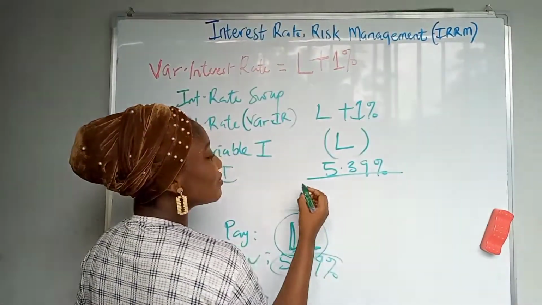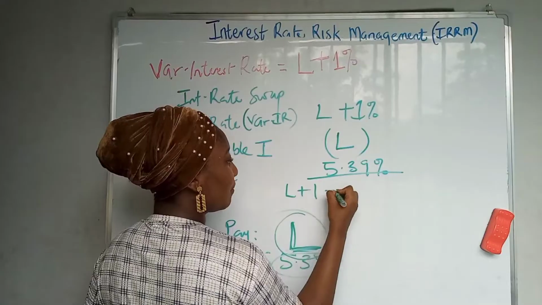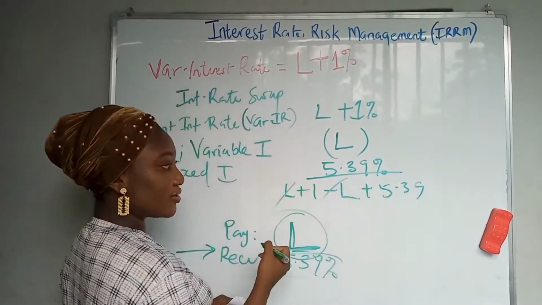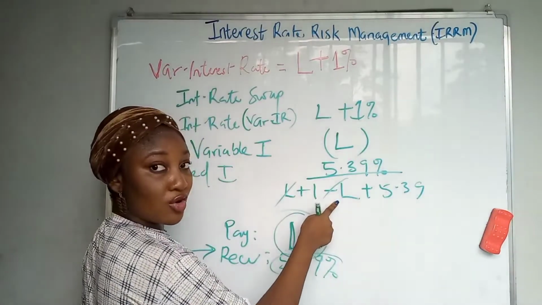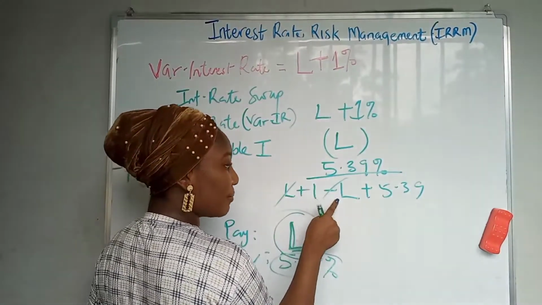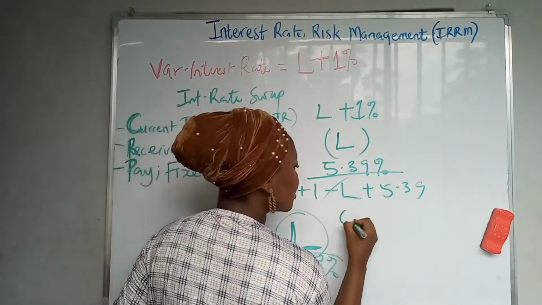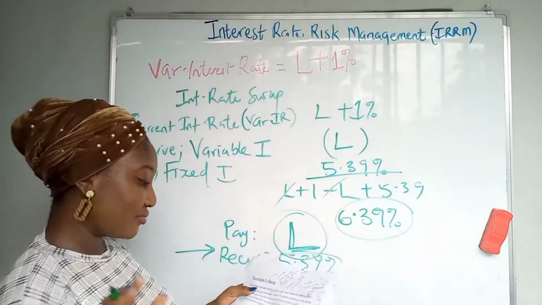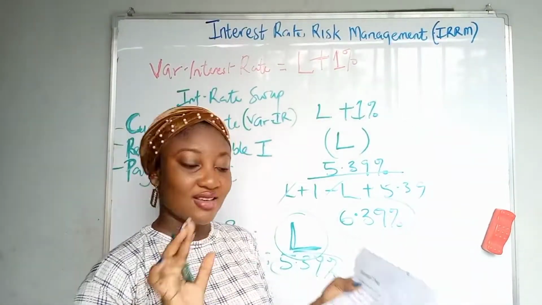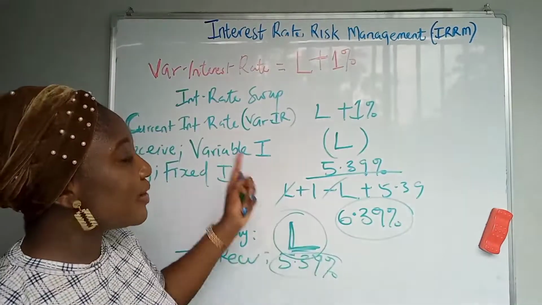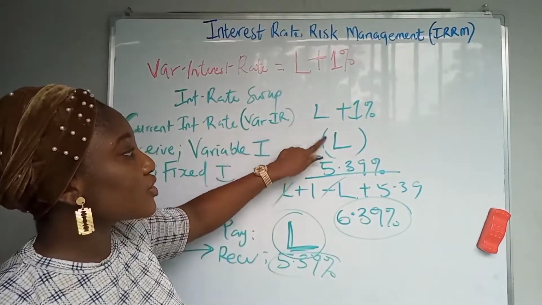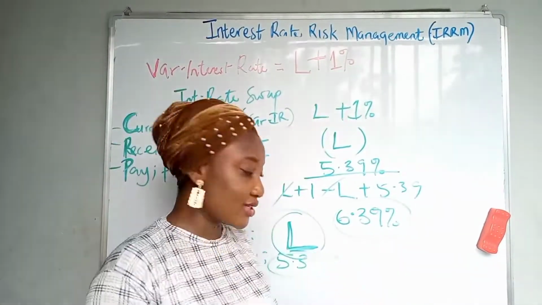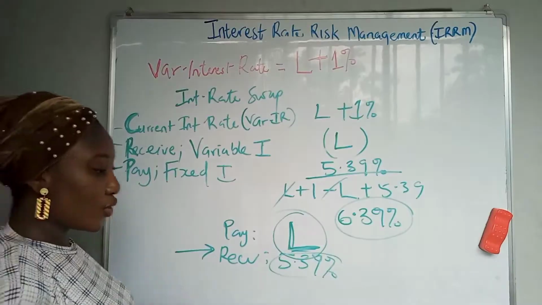So what you do now is that you set off all of this together. You add it. So it means you have what? LIBOR plus 1 minus LIBOR plus 5.39. This will cancel this, right? Because LIBOR minus LIBOR will give you 0. And you have 1 plus this. So it means your effective interest rate is 6.39%. That's the answer. That is what will be the effective interest rate. 6.39%. And it makes sense because you are in LIBOR plus 1. They're able to set off only LIBOR. So it remains this, right? So that's this question. That's how to solve this question.